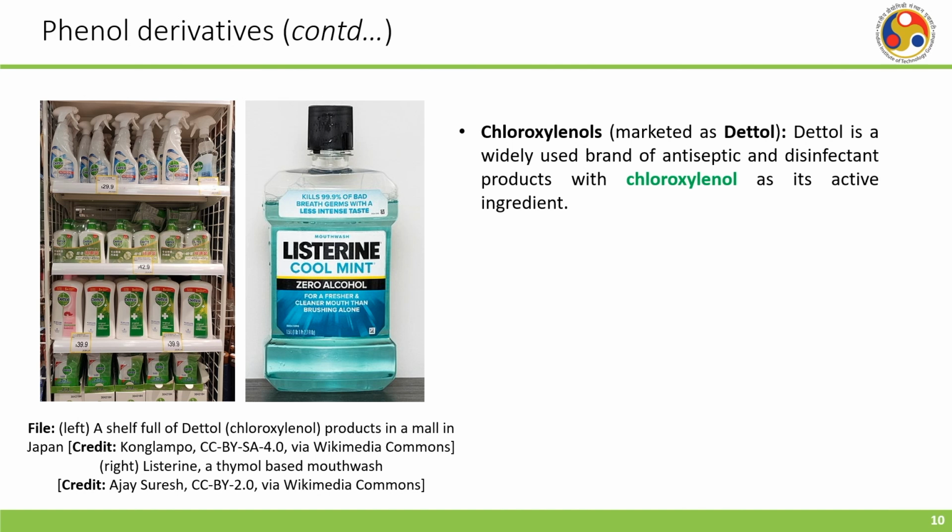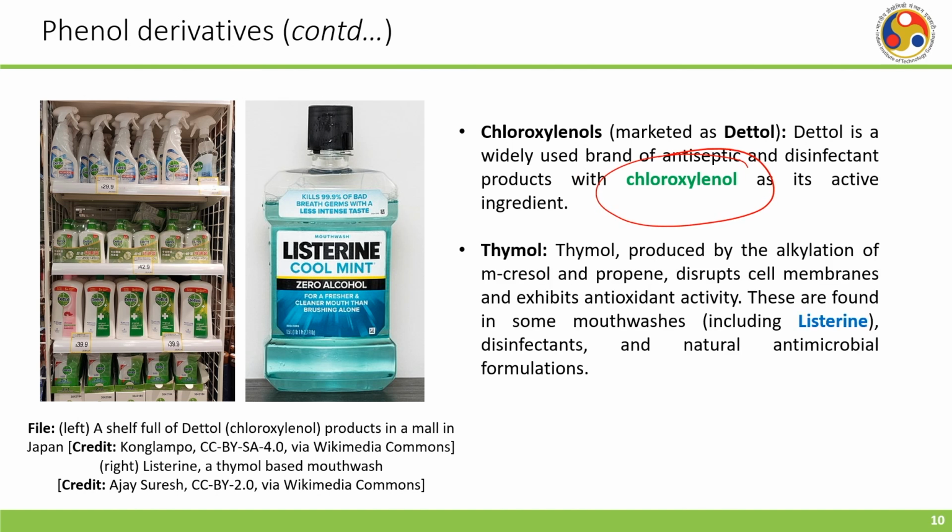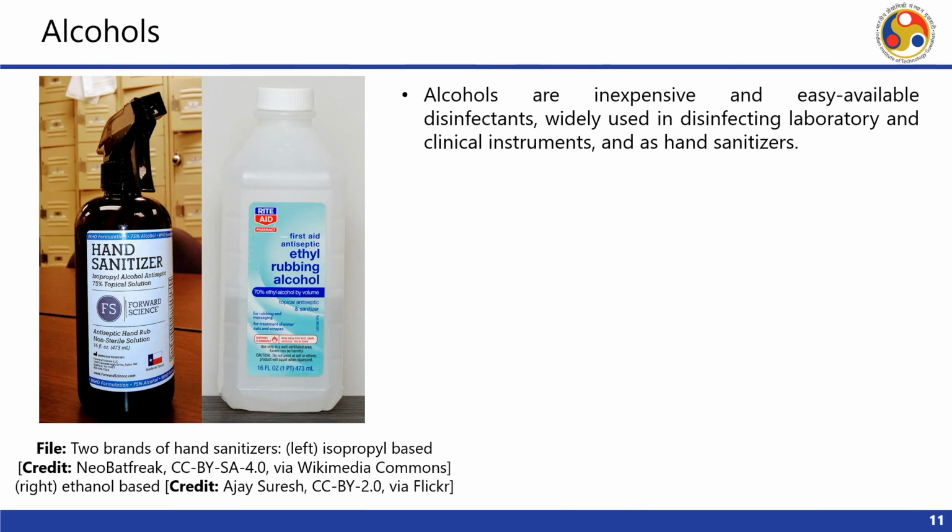So, another phenol derivative is chloroxylenol, for example, which is marketed as Dettol, a widely used brand of antiseptic and disinfectant with this particular compound, chloroxylenol, as its active ingredient. Then we have thymol, which is produced by the alkylation of metacresol and propene, disrupts cell membrane and exhibits antioxidant activities. These are found in some mouthwashes like Listerine, and it is a disinfectant and natural antimicrobial formulations.